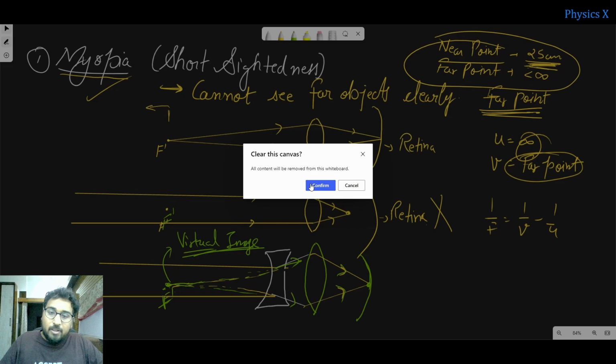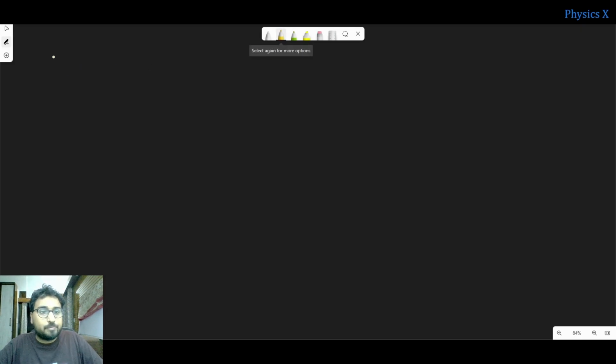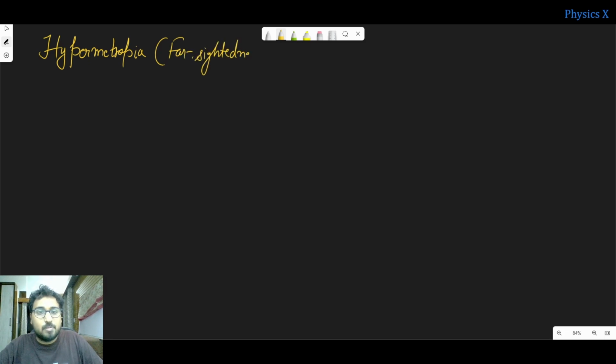Now let us see the other defect of vision, which is hypermetropia, or we call it far-sightedness. Now in this case, what happens? Suppose this is your eye lens, and this is your retina.